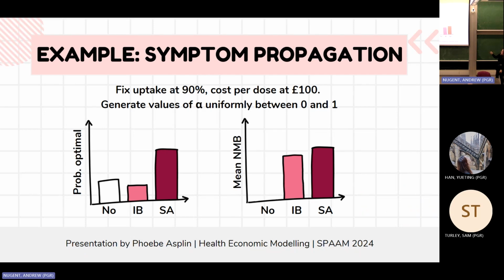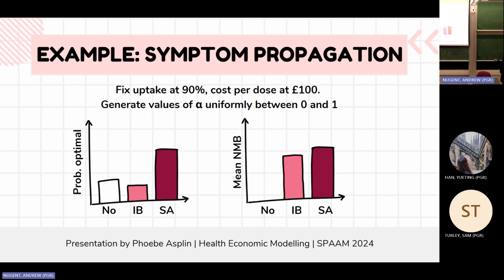So then we end up with something that looks like this. We have on the bottom, no intervention, infection blocking, symptom attenuating, and we'll have some probability that no intervention is optimal because I chose this cost per dose to be 100, so high enough. If this was low, say £20, then this would also be 0. And then we have our mean net monetary benefit. This is versus the no intervention strategy. So this will always be 0, but these two can be negative. So they can still be worse on average than the no intervention.